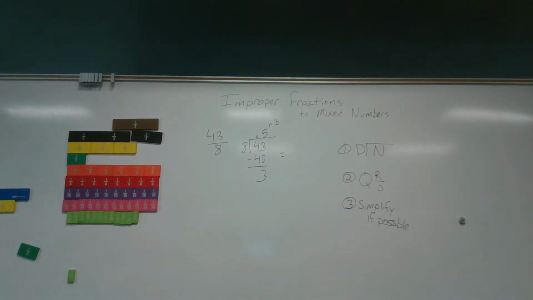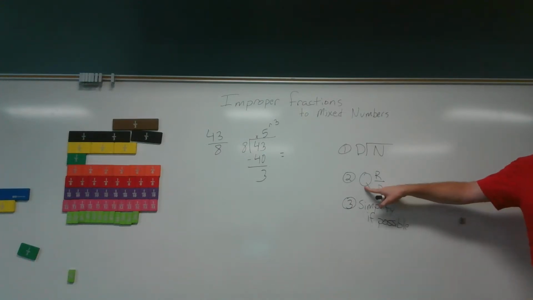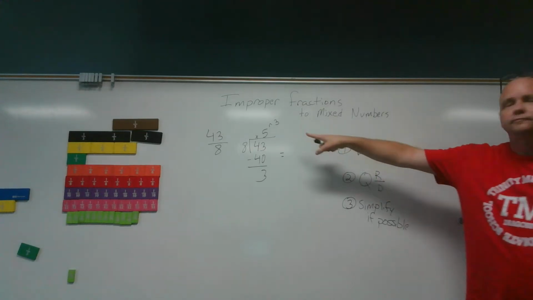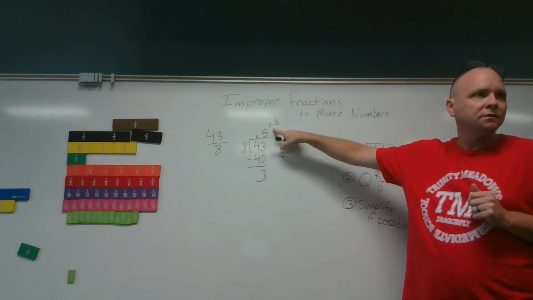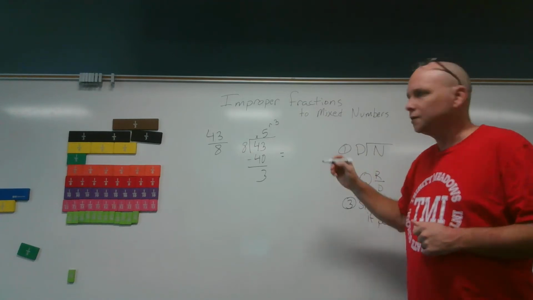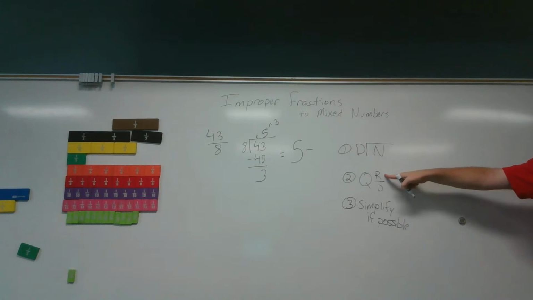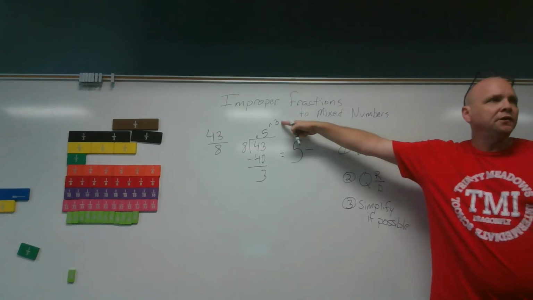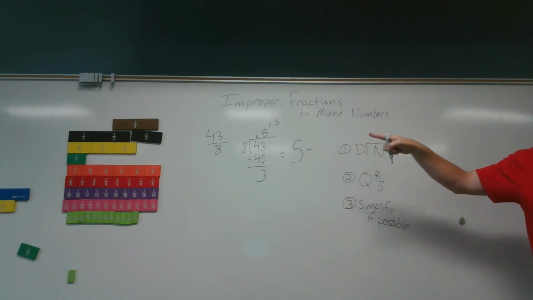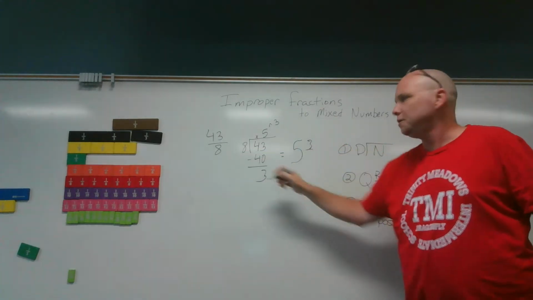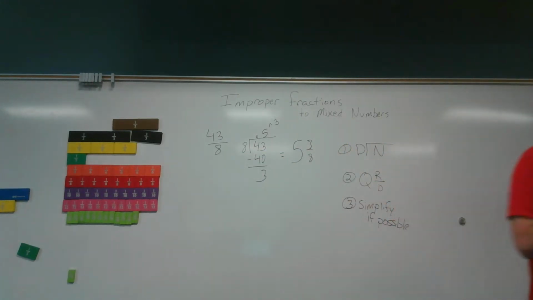Okay, let's go. Kason, what is my mixed number? What's my whole number? What's the quotient? Good. 5. Okay, what's my numerator? Same as the remainder. So what was my remainder? 3. And the denominator stays the same. 5 and 3 eighths. Alize, can you simplify 3 eighths?